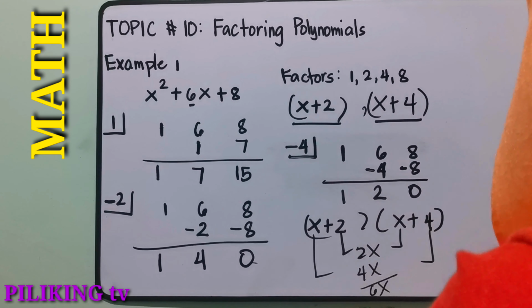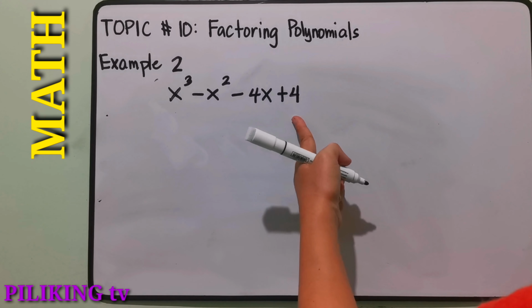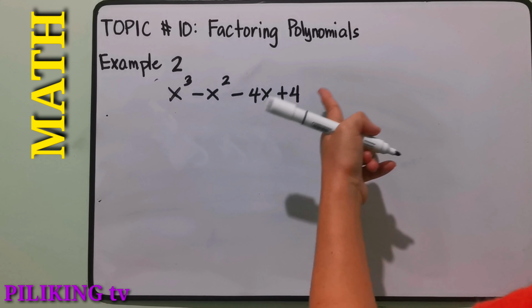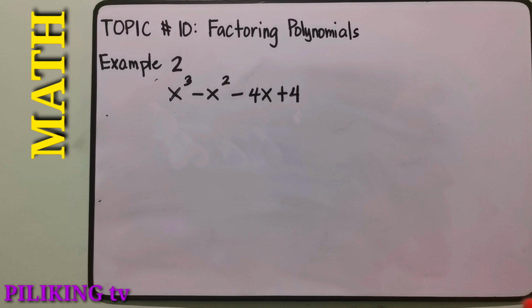Okay, let's have number 2. Example 2. So we have x cubed minus x squared minus 4x plus 4. So what are the factors? Okay, since the constant is 4, so what are the factors? It can be positive 1 or negative 1. It can also be positive 2 and positive 4. So those can be the factors.